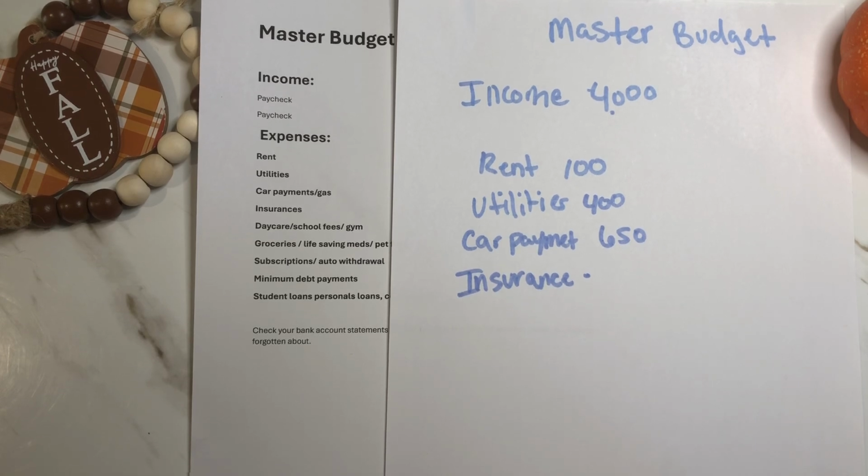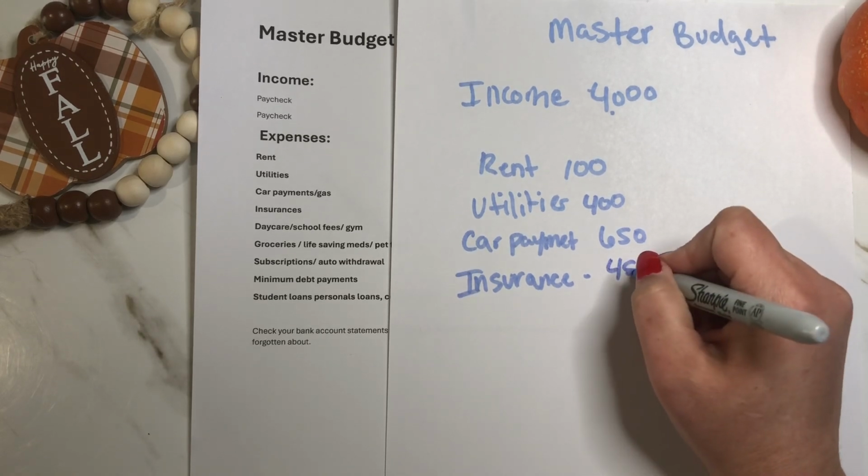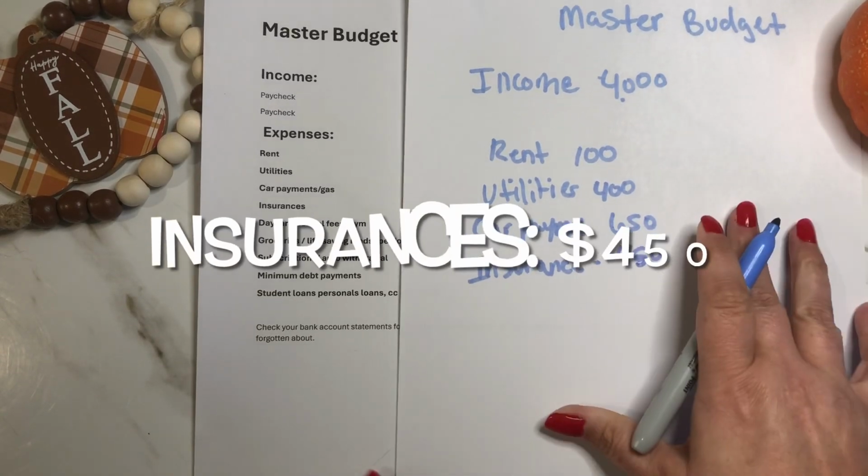And then I have life insurances. And then I have private insurances for the sewer lines and the water lines and stuff in my house. So I need about $450 a month for things like insurances.